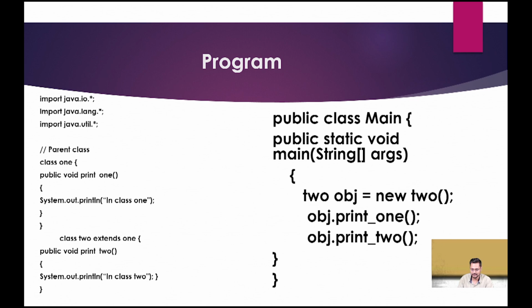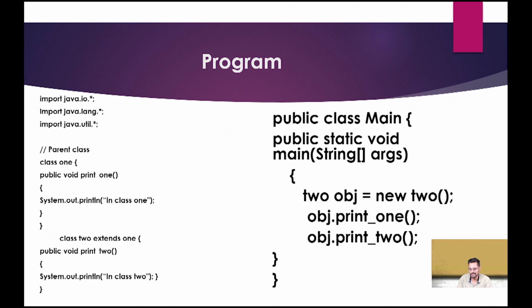And next one is System.out.println, and we write the statement in class 1, right? So this is one basic class. And the second class is class 2, extends 1, with public void print_2. This is the second function, given in class 2, and we just write System.out.println in class 2, right? So next is public class Main. What is main? Main is our main function. Public static void main(String[] args), like we already discussed.